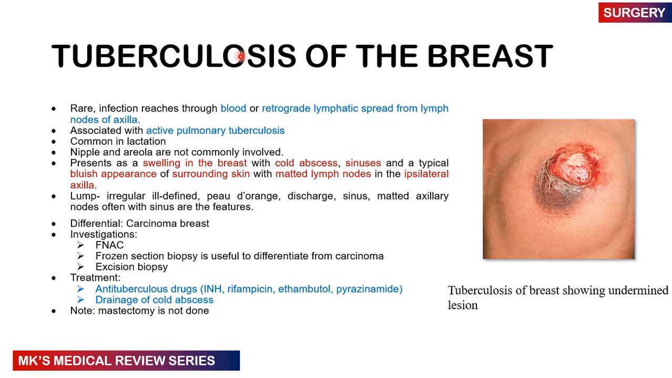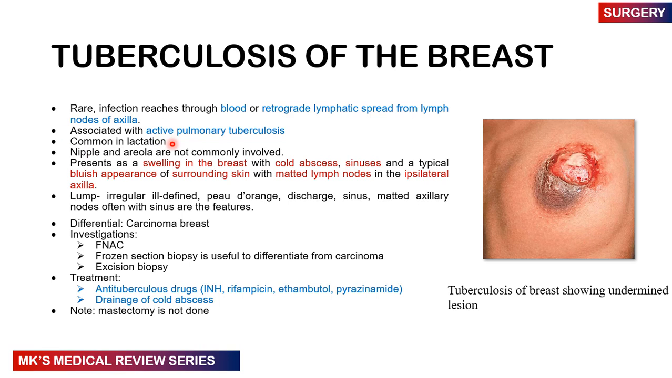So when you talk about TB of the breast, this is a rare infection which can occur through blood or retrograde lymphatic spread from the lymph nodes. Here's an image of what it looks like. As you can see here, there's an undermined lesion. Often it's going to be associated with active pulmonary tuberculosis. It's common in lactating mothers.